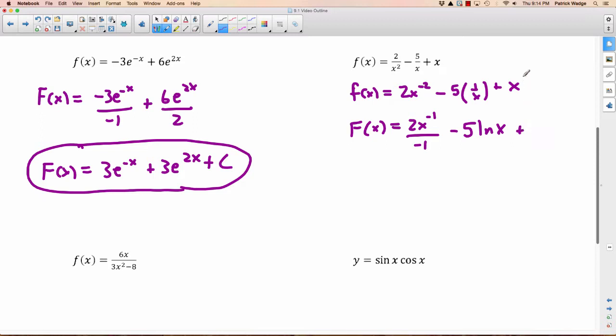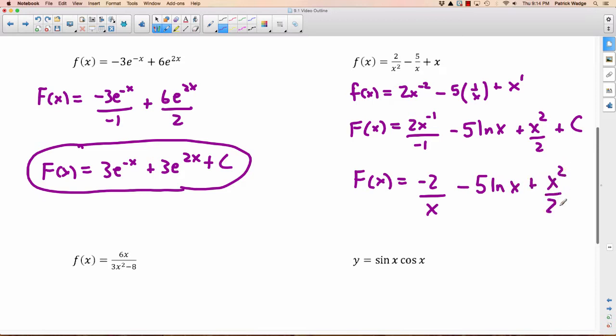Plus, now we can just use our reverse power rule: raise this by 1, you get 2, and divide by the same amount. And I remembered my constant this time. Okay, simplify. 2 divided by negative 1 is negative 2, x to the negative 1, might as well put it back into the denominator, minus 5 times the natural logarithm of x, plus x squared over 2, plus c.